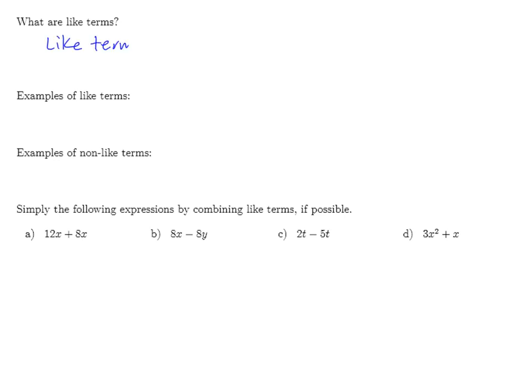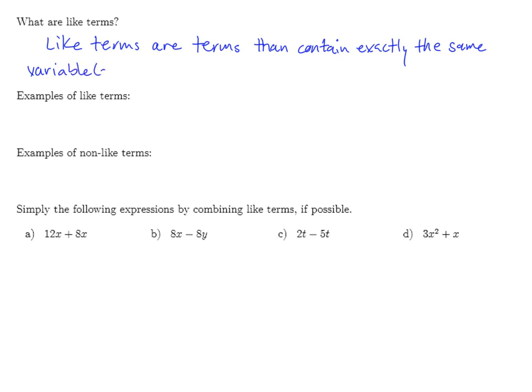So we'll write that down. Like terms are terms that contain exactly the same variables. And I'll write this as variable or variable(s). So exactly the same variable or variables raised to exactly the same exponent.